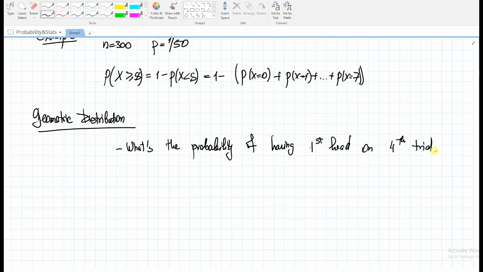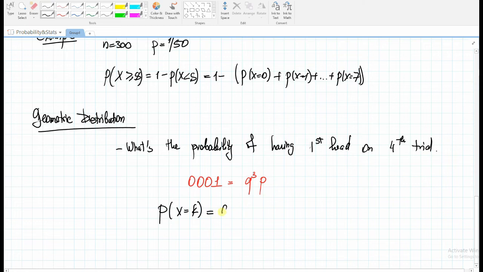What is this probability? If you write down the results in terms of zeros and ones, it should be 0, 0, 0, 1. Are there any other possibilities to finish the game on the fourth trial? No way. So this is equal to q to the power of 3 multiplied by p. So the formula for the geometric distribution is: the probability that we will finish exactly on the k-th trial is q to the power of k minus 1 multiplied by p. Do you understand the formula? Very simple, right?